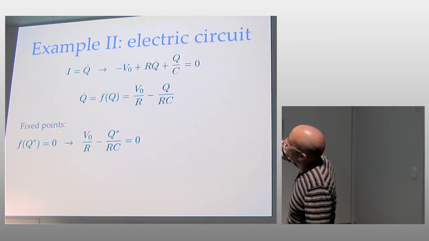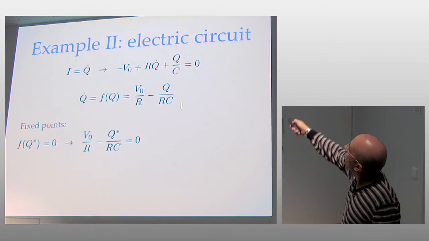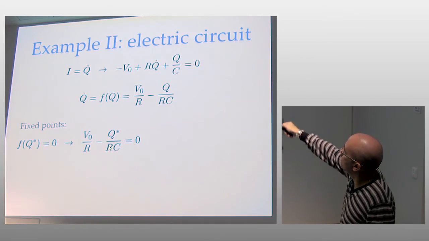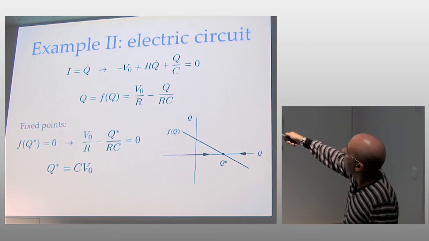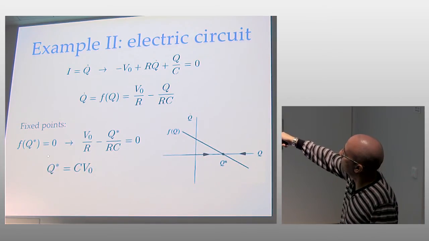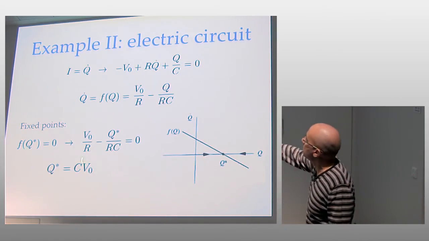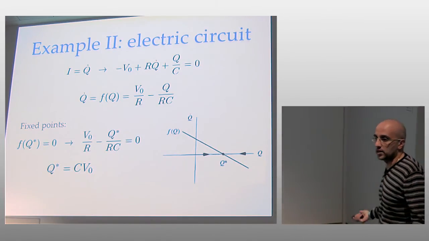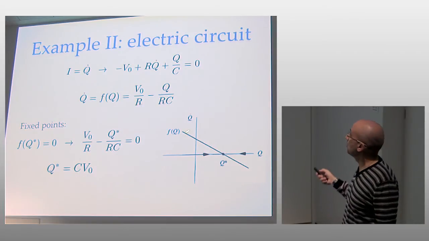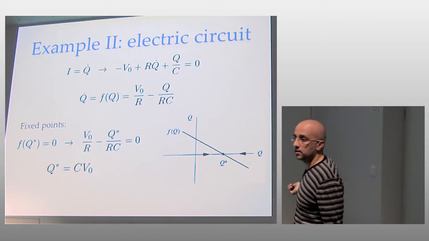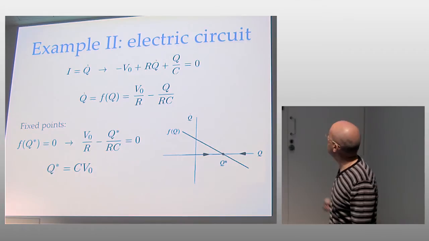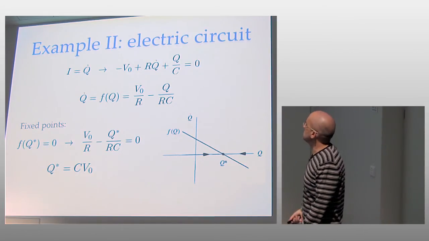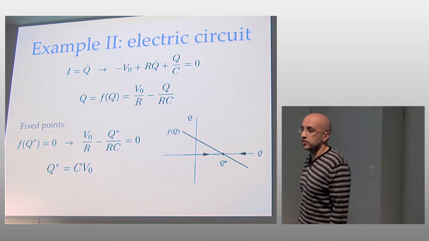So we can ask, for instance, what is the fixed point of this? The fixed point is the point where Q dot is equal to 0. So by solving this thing equal to 0, I get this thing here. So that Q star, the fixed point, is C times V0. This is a simple straight line. That's why the system is linear, because the velocity field is a linear function, it's a straight line. So there is really nothing complicated with that. It has one intersection with the x-axis, this would be the fixed point, and this point is an attractor.